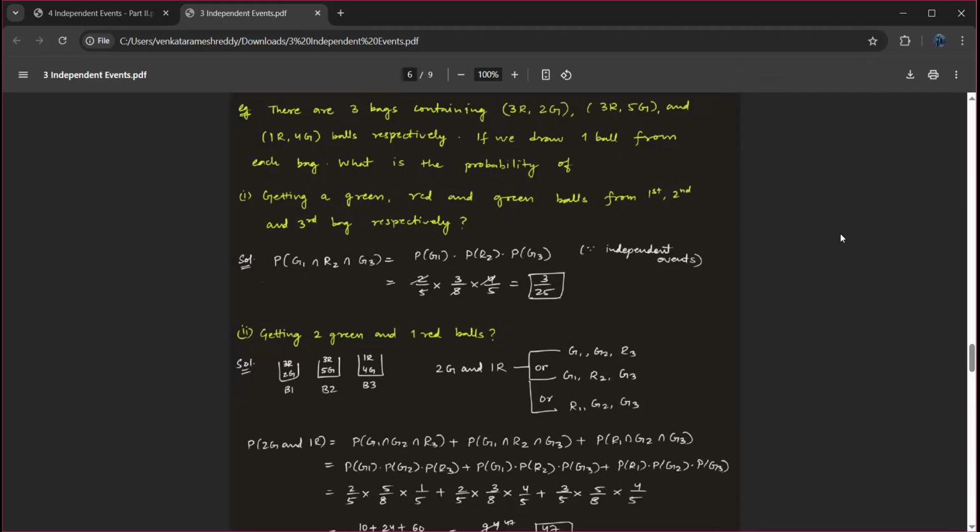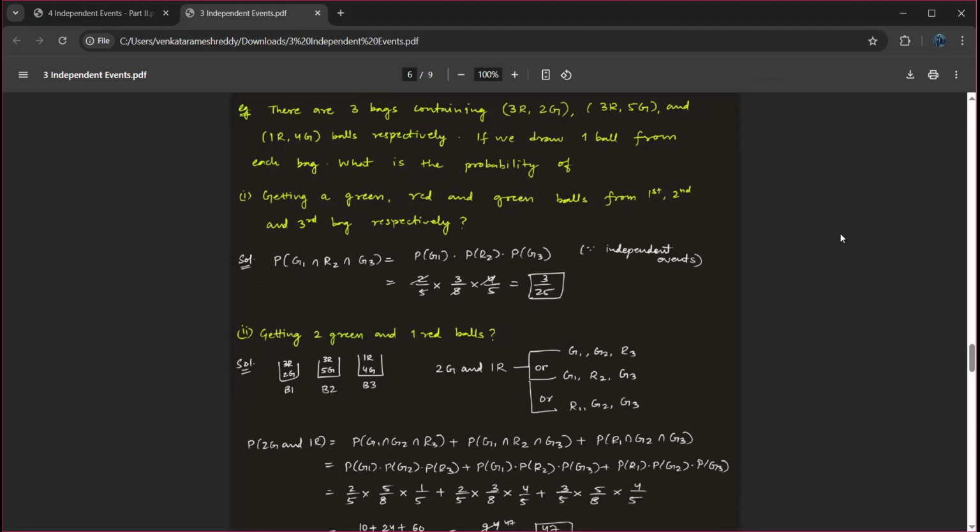Now see another question. Suppose we have three bags containing red and green balls. Bag one contains three red balls and two green balls, bag two contains three red balls and five green balls, and bag three contains one red ball and four green balls respectively.